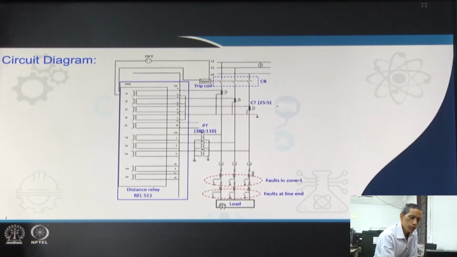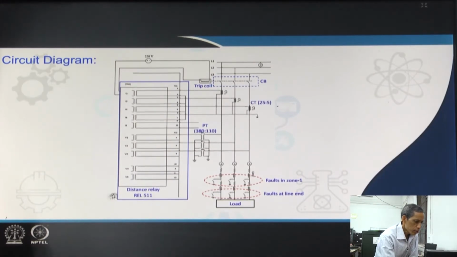In the load we have connected resistive loads. The line has different sections, so we can have tappings and create faults, or you can load at the intermediate points also. These lines are fed from a 3 phase, 400 volt, 50 hertz supply through a contactor and circuit breaker arrangement, and the currents and the voltages are fed to the relay.